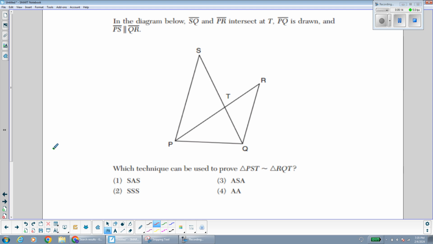Over here, we have another example. It's asking us which method could be used to prove triangle PST similar to triangle RQT.